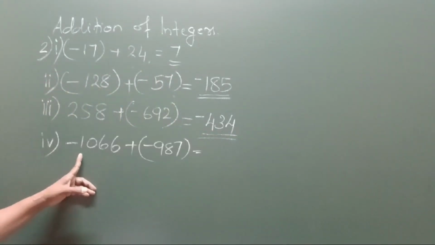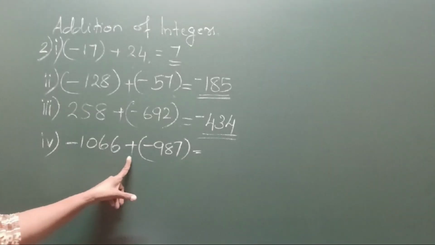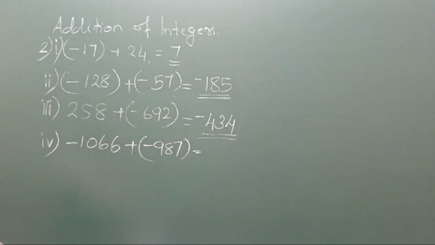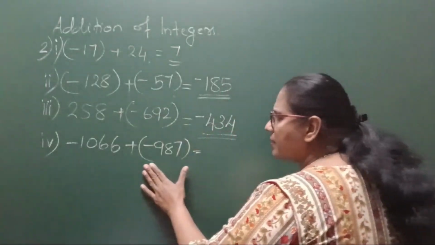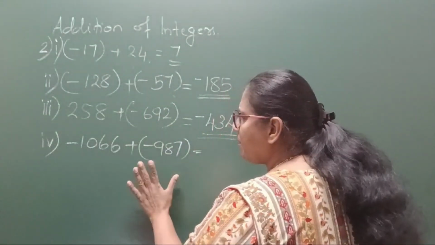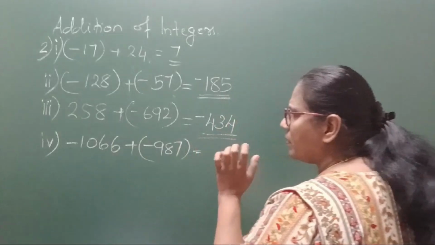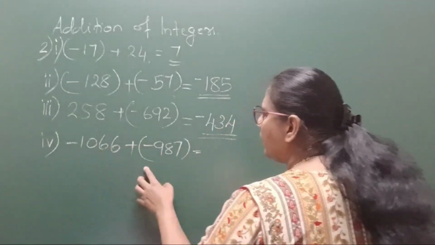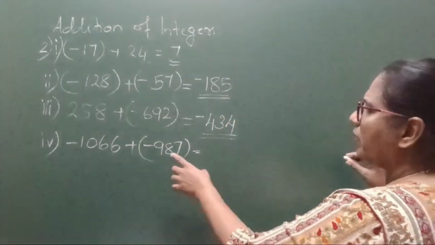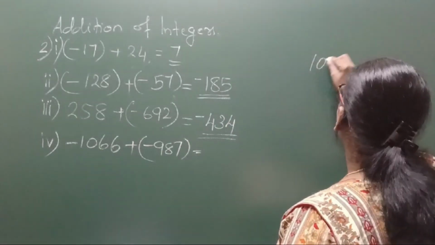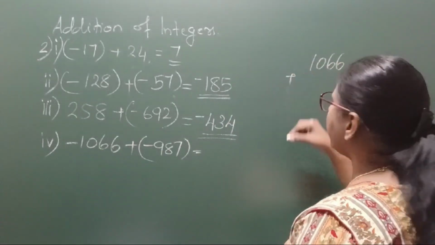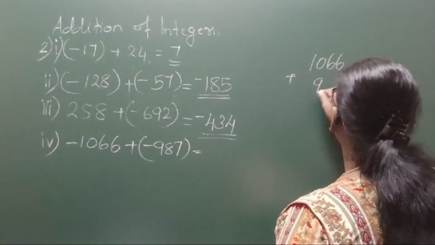Next question, minus 1066 plus minus 987. Since both the integers are of same signs, that is negative sign, we'll add both the numbers and then give the common sign. 1066 plus 987.